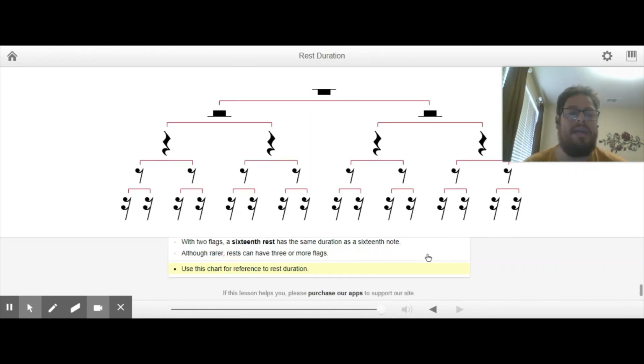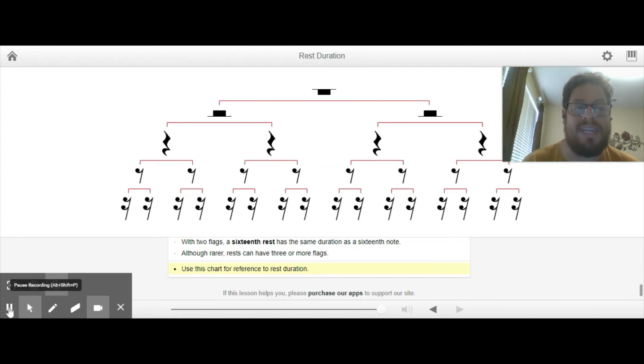Very similar to that note duration chart we saw, here's the rest duration chart. You can see 4 beats of rest can be broken down into 2 groups of 2, could be broken down into 4 groups of quarter note rests, could be broken down into 8 eighth note rests or 16 16th note rests. I hope that makes sense as we talk about rest durations. And again, just remember, rests are musical silences, so you do not play when you have a rest.